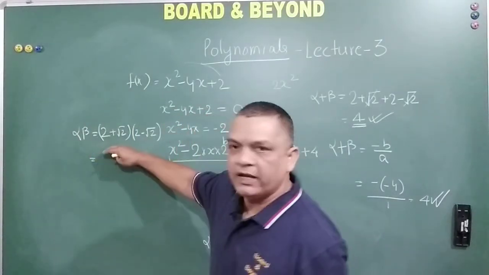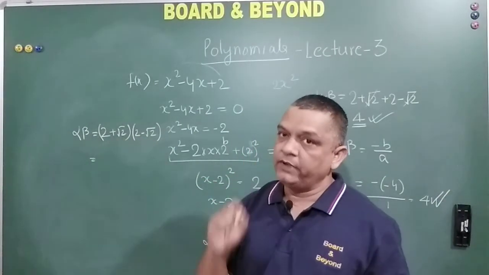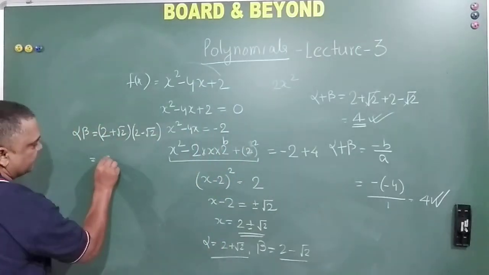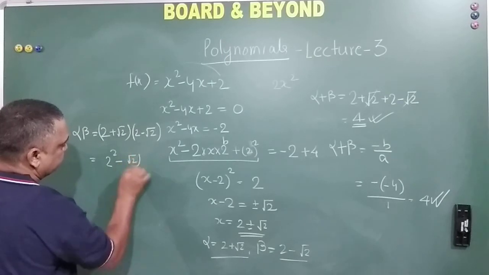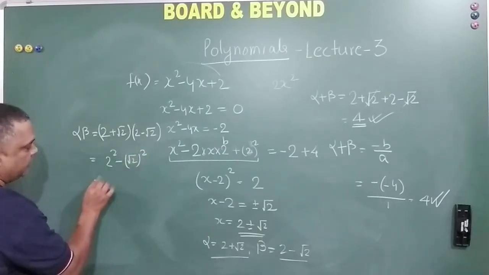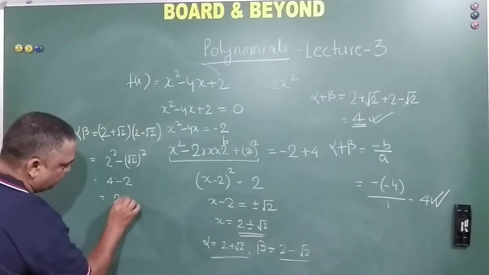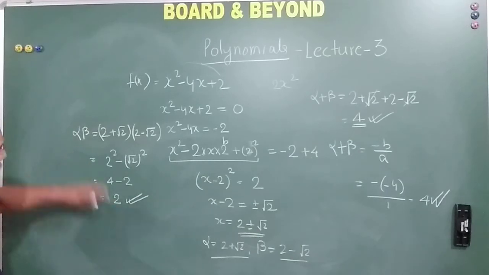This is of the form a plus b into a minus b, which is nothing but a square minus b square. You remember that identity? So this is nothing but 2 square minus root 2 square. So this is nothing but 4 minus 2, which is equal to 2. Now look here, my friends. This is alpha into beta.